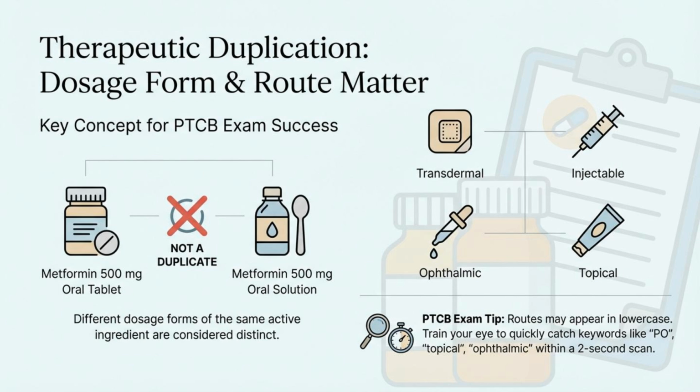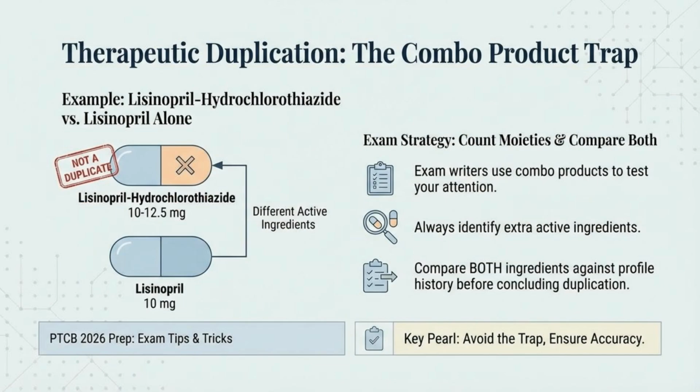Dosage form and route matter. A metformin oral tablet and an oral solution are not duplicates, as different dosage forms are distinct. Be vigilant for route keywords like PO, topical, or ophthalmic on the exam. Avoid the combo product trap. Lisinopril hydrochlorothiazide is not a duplicate of lisinopril alone because it contains different active ingredients. Always identify and compare both ingredients against the patient's history.